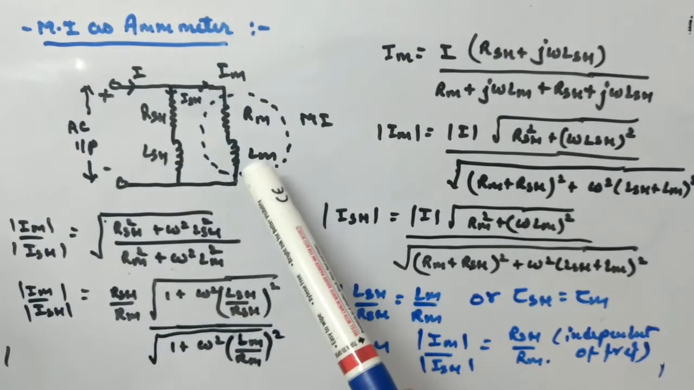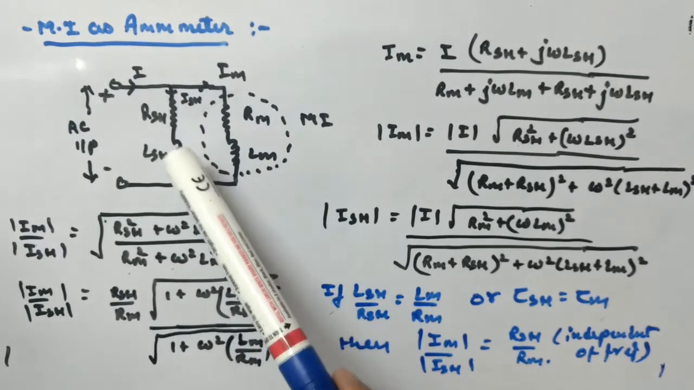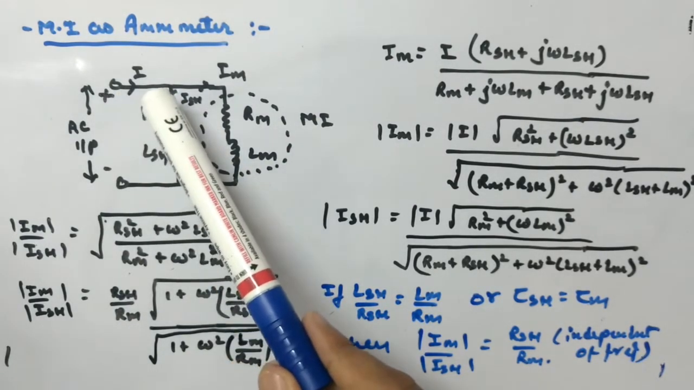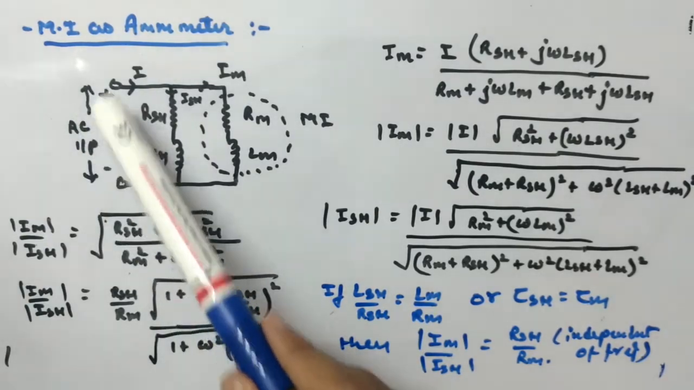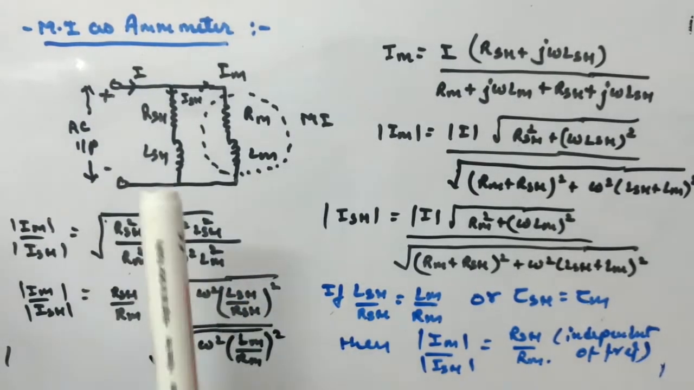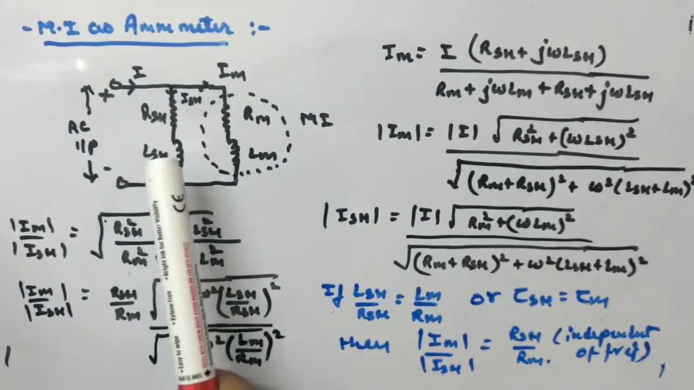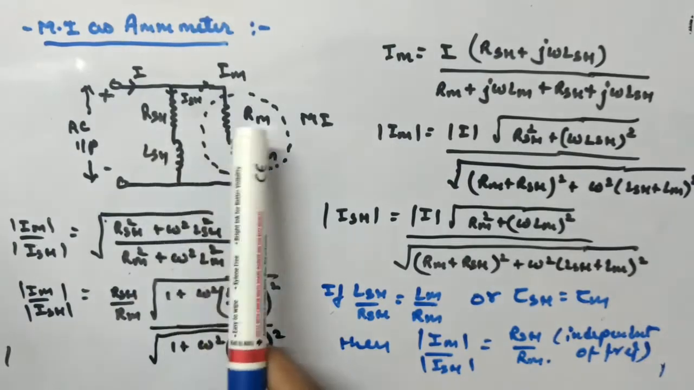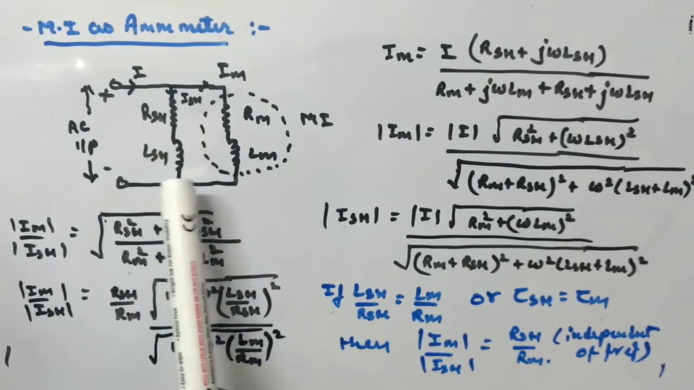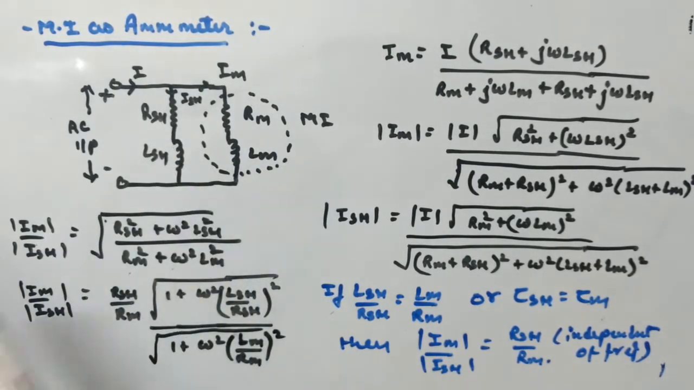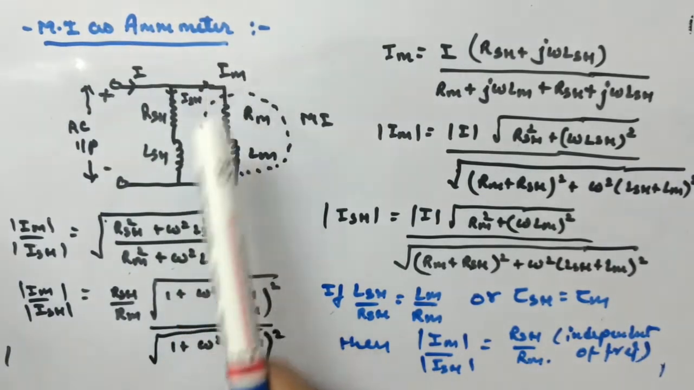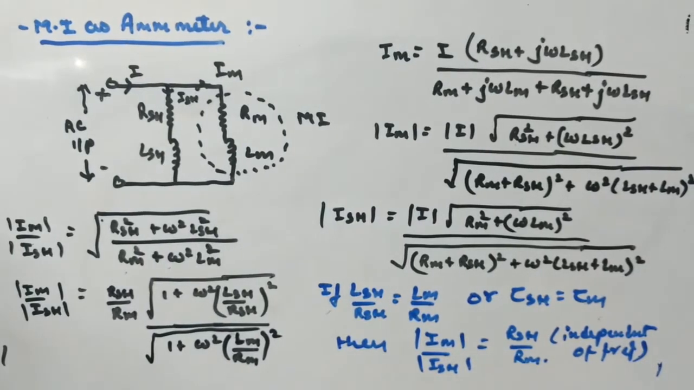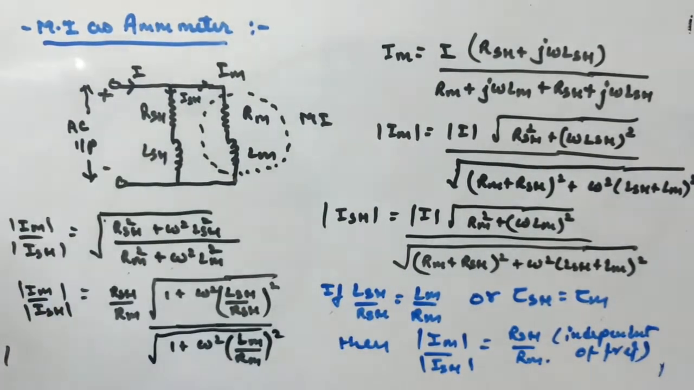The current going to the moving iron is Im. The current going to the shunt branch is ISH, and the total current is I. And the AC input is given from here. So you can see in PMMC we had only resistances, and there were no inductances in PMMC or moving coil when we were using it as an ammeter. But here you can see inductances are also taken into consideration, and you can apply AC input as well.